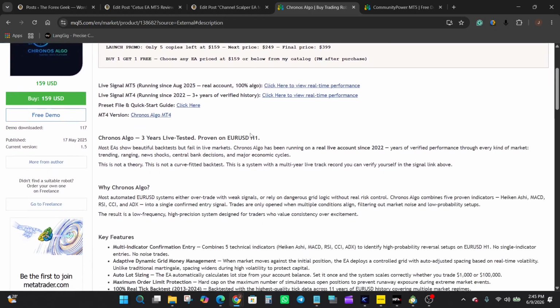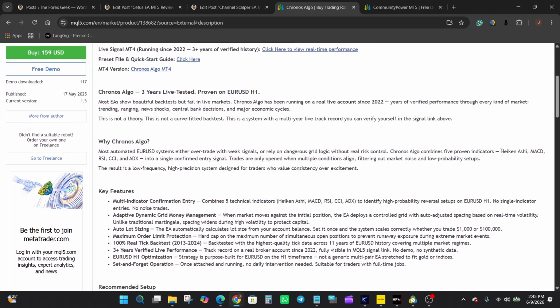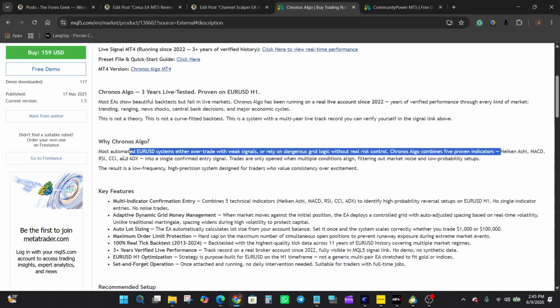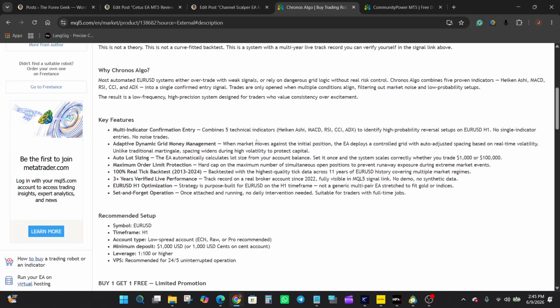Okay, so moving into how the system is designed, the EA uses a multi-indicator confirmation approach, combining tools like Heikin Ashi, MACD, RSI, CCI, and ADX. The idea here is that trades are only triggered when several conditions align at the same time, which helps filter out weaker or low quality signals. Another important part of the system is the dynamic grid money management approach. So from what I can see, if the market moves against an initial position, the EA can add additional positions, but the spacing adjusts based on volatility. So instead of fixed spacing, it adapts depending on market conditions.